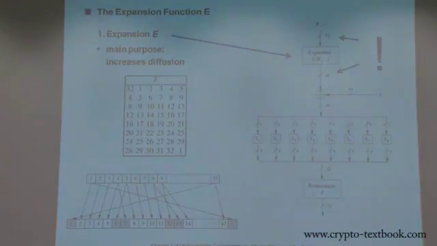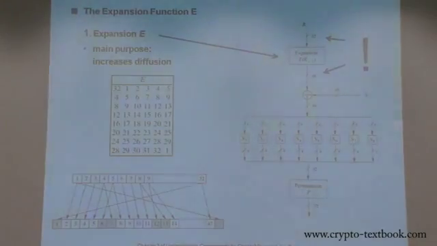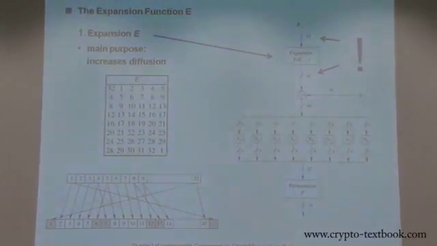And what E does is really two things. One, it's a plain old permutation, but only to a smaller extent. The main thing is it expands from 32 to 48, and while doing that, we get diffusion. Namely, and why is that?